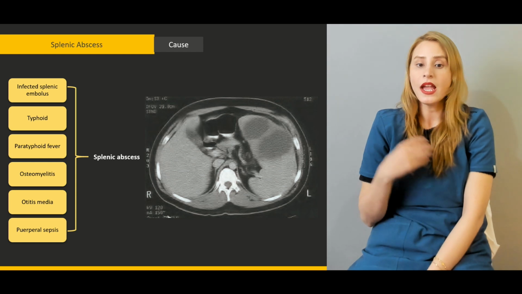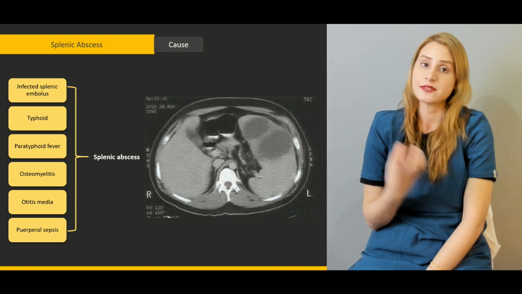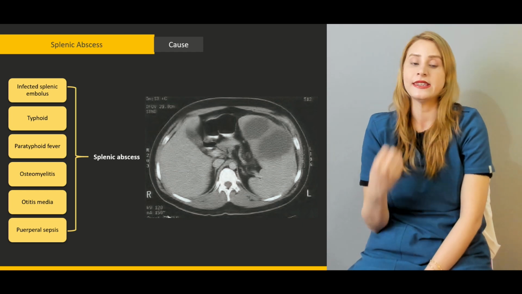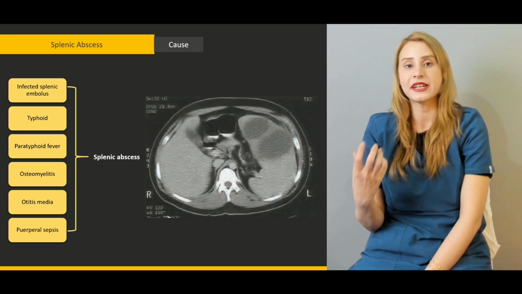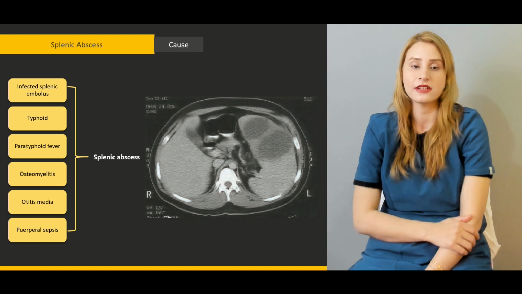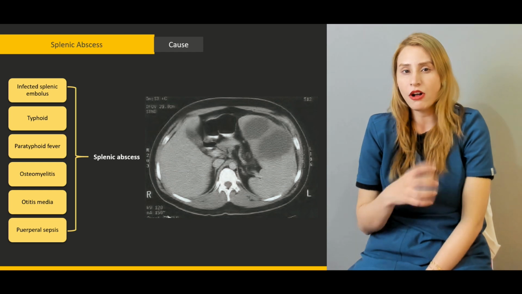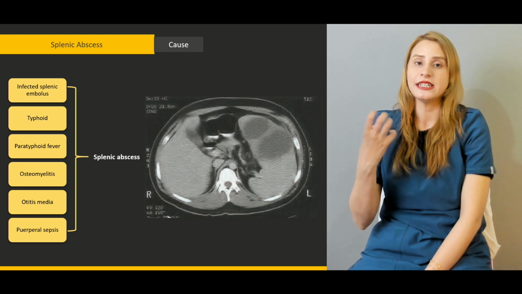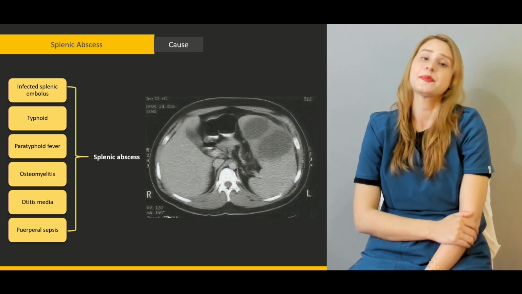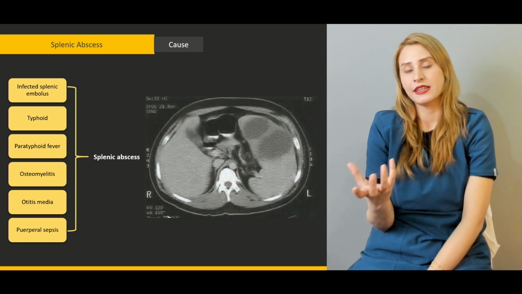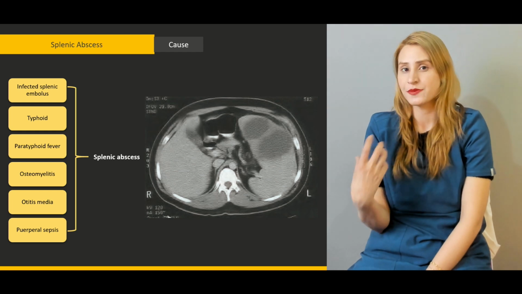Causes behind the development of a splenic abscess include an infective splenic embolus, typhoid, paratyphoid fever, complicated osteomyelitis, otitis media or puerperal sepsis. All these conditions can lead to the development of a splenic abscess, and these abscesses can result in a diffuse or more localized enlargement of the spleen.